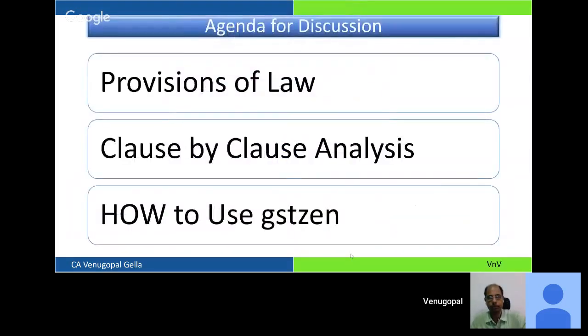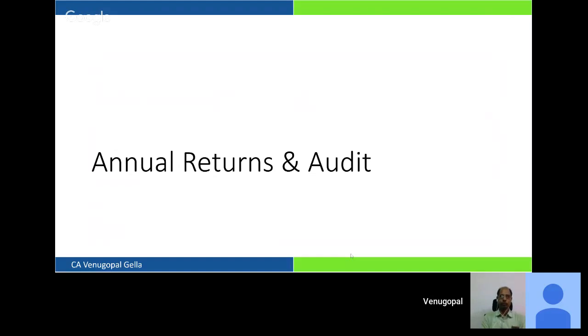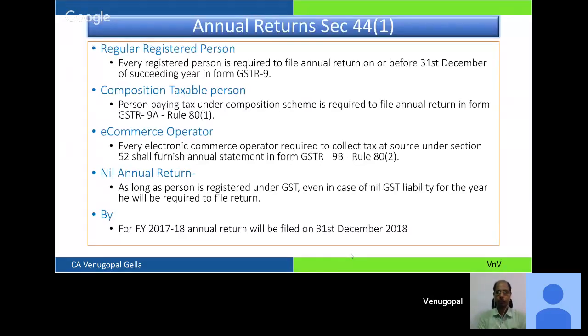In this session, we will understand various provisions of the law, a clause by clause understanding of GSTR-9C, and the critical part of today's discussion, how to use GSTZen in filling data in various tables in 9C. On the basics of annual returns and audit, we all know that the due date of filing annual returns is 31st December of the subsequent year. But today's session is more on 9C.